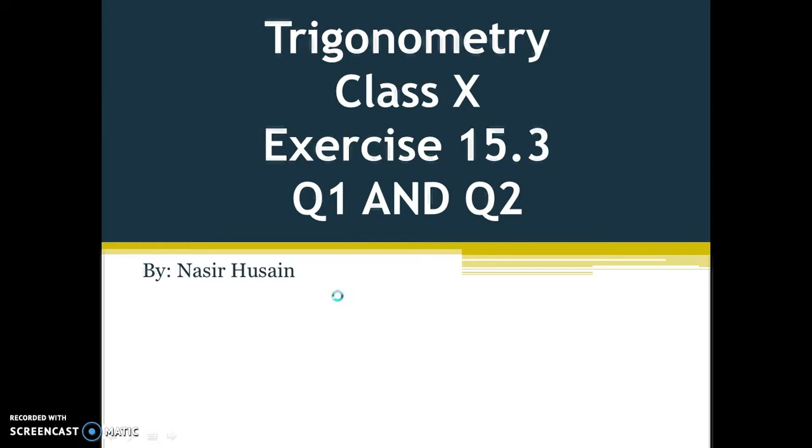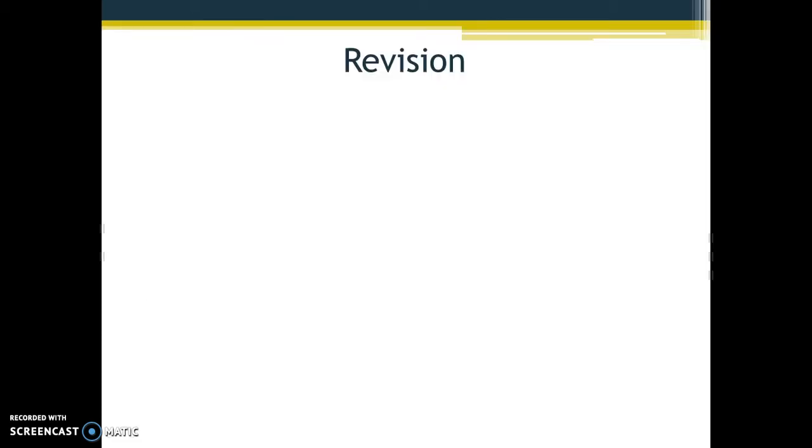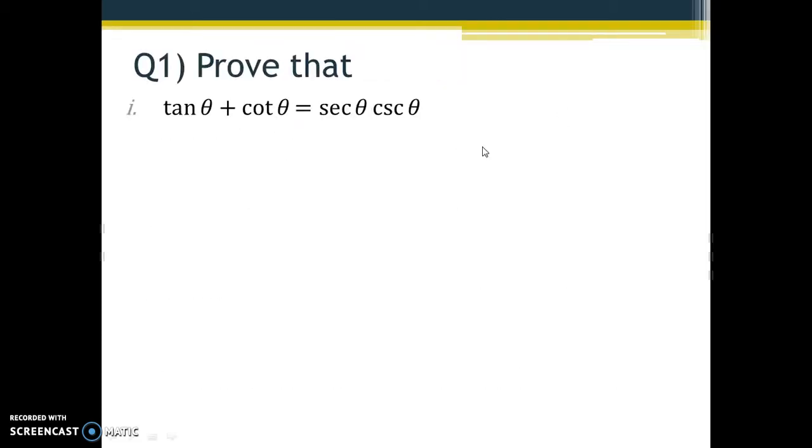But before I start with the exercise, I will solve some basic trigonometric questions. So the first question is tan theta plus cot theta is equal to sec theta plus cosec theta. First we are going to take the left hand side. We'll write the proof, taking the left hand side.